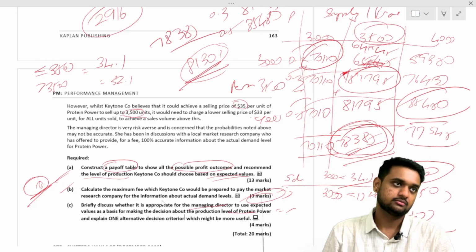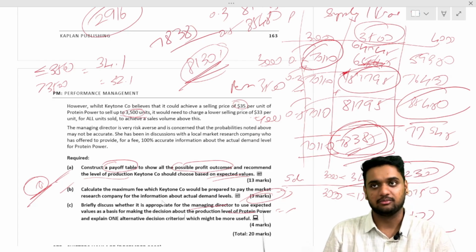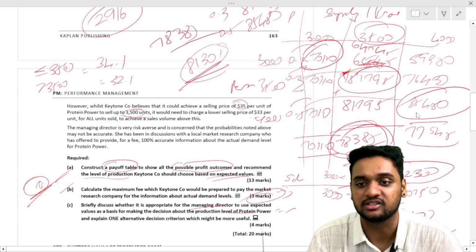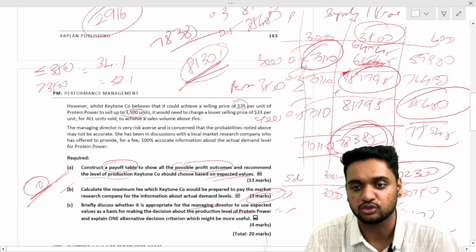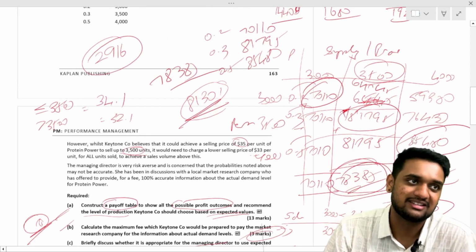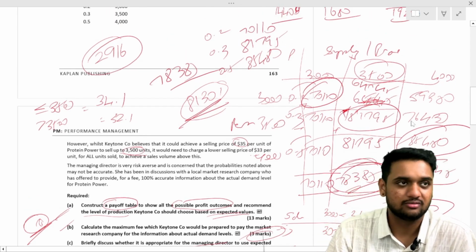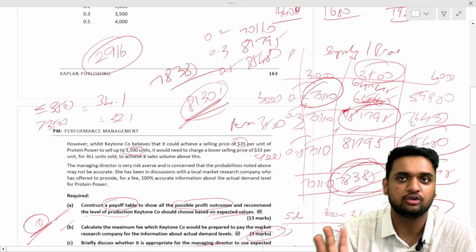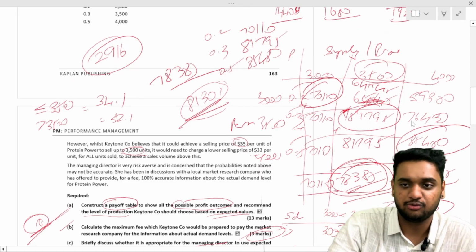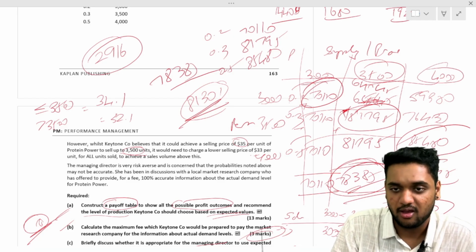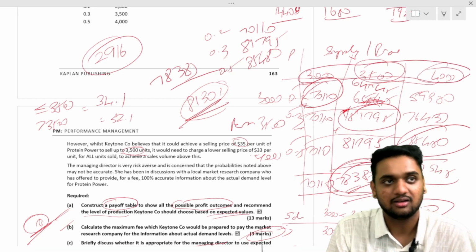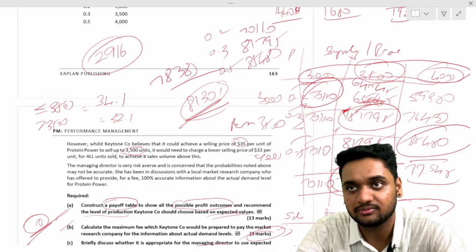Maximax is for a maximum risk taking person. In this question, if they give maximax, which approach will you choose? Which production will you choose? Maximum, 4,000 units. Yes, with maximax I will produce 4,000 units. Always, what we choose is only in our hands. How much the demand will be is not in our hands.